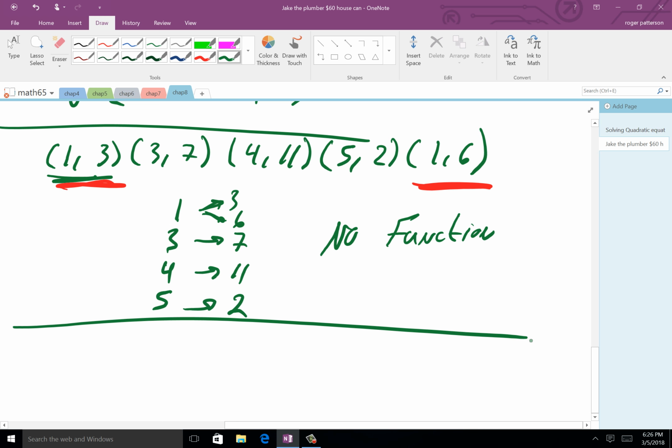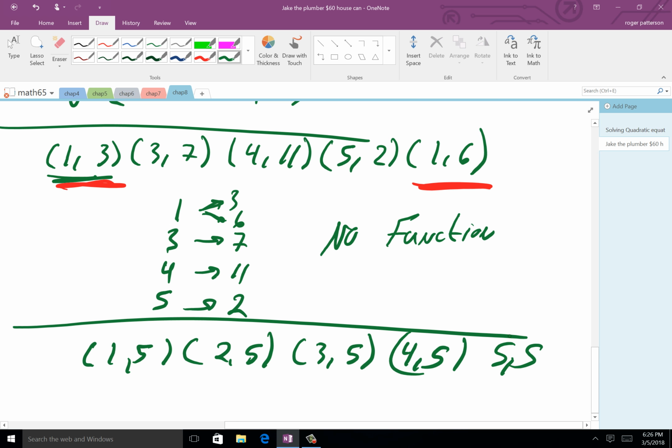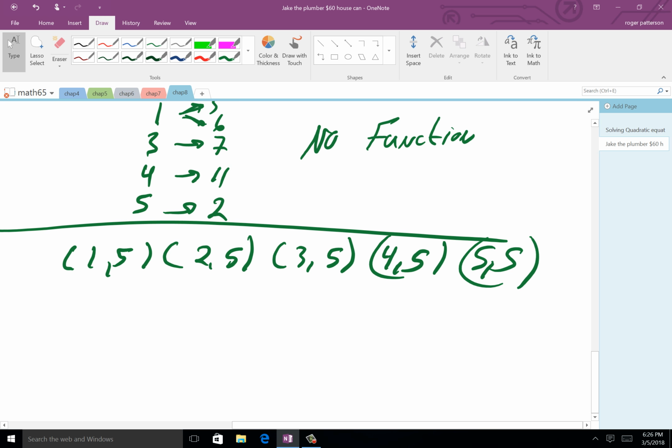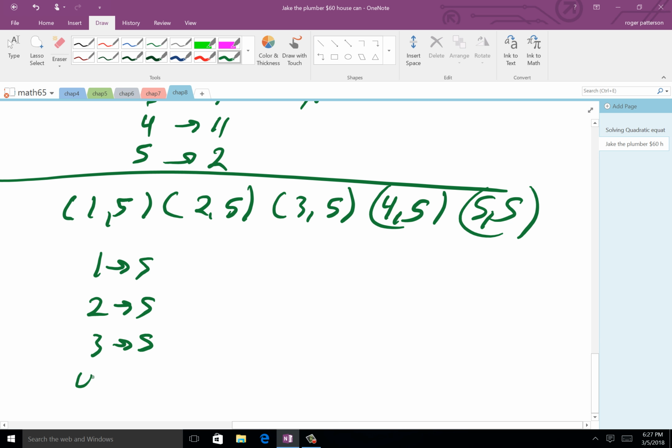Let's try this one. So let's go with 1, 5, 2, 5, 3, 5, 4, 5, 5, 5. What do you think? 1 goes to 5, 2 goes to 5, 3 goes to 5, 4 goes to 5, 5 goes to 5. Function? Yeah. So how's it a function?